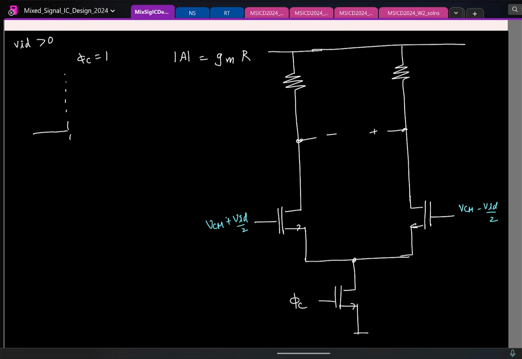So let us say the output is 0 here. When I apply the input and activate the comparator, ideally the output, if the gain is GMR and input is VID, what will be the output? GMR times VID. So ideally I expect that this jumps up to this. This is what I expect ideally from this circuit. But do you think it will jump instantly, or what will happen in practice?